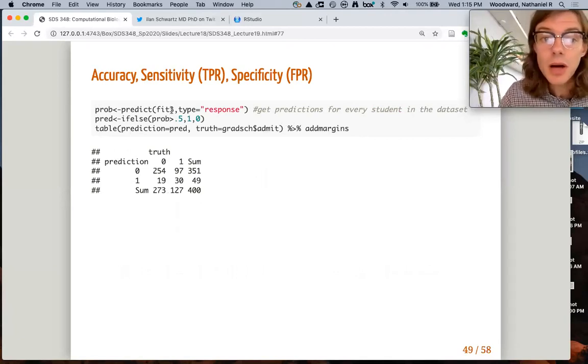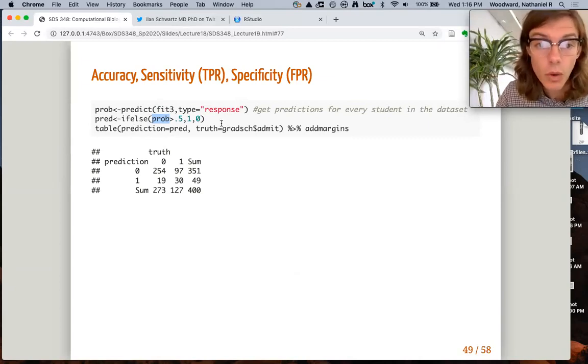So we can use this model, right? We can say, hey, take this model we just ran, fit3, and use it to predict for every student their predicted probability of admission. And then we'll get the prediction. So we'll say if that probability is greater than 0.5, we'll say 1, otherwise we'll say 0, right? And then we can make a table of the predictions by whether or not they actually got in, right?